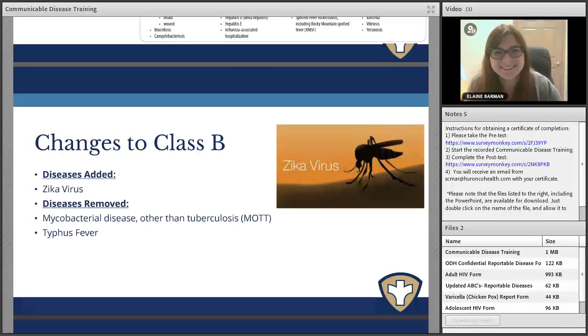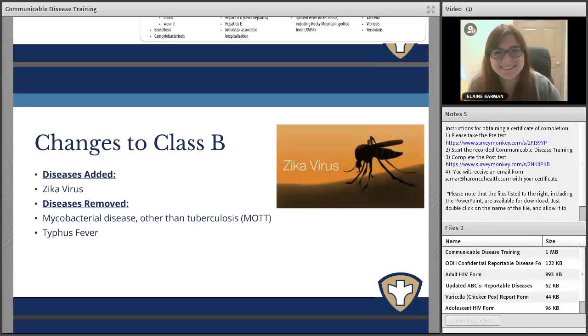So there have recently been changes to Class B. Zika virus has been added, so that is a new reportable disease. Diseases that have recently been removed are mycobacterial disease other than tuberculosis, or MOT. Those are no longer reportable, and typhus fever. So both of those are no longer on the reportable list. They have been removed, and Zika virus has been added. And that's the most recent updates and changes to the ABCs.